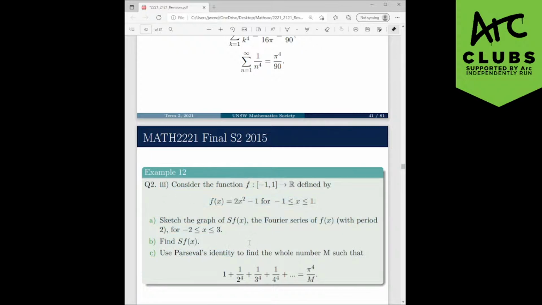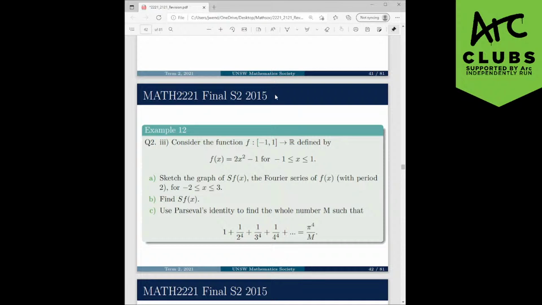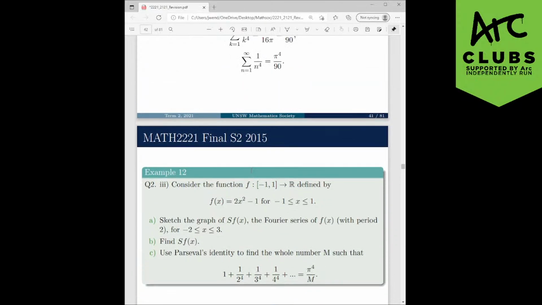Just part A and part B. So yeah, part C is pretty much the same working as above. A little difference there because f of x is 2x squared minus 1, but ultimately it is the same working. Now we have sketching a graph of the Fourier series.